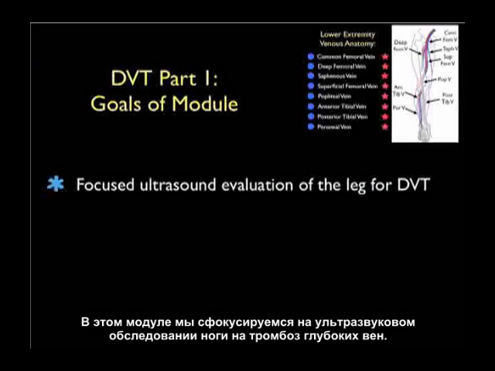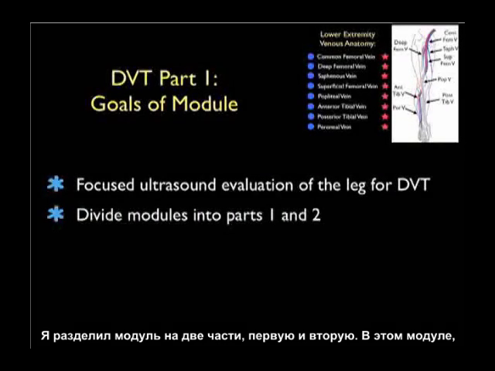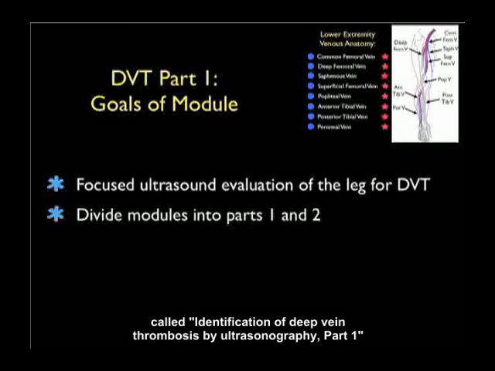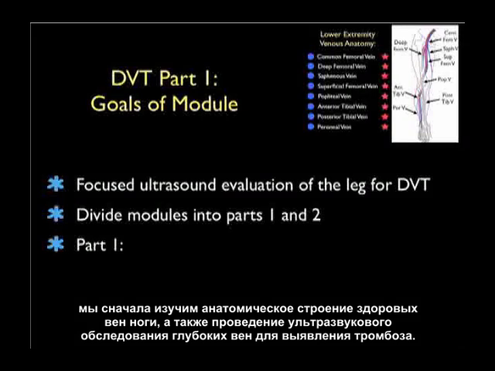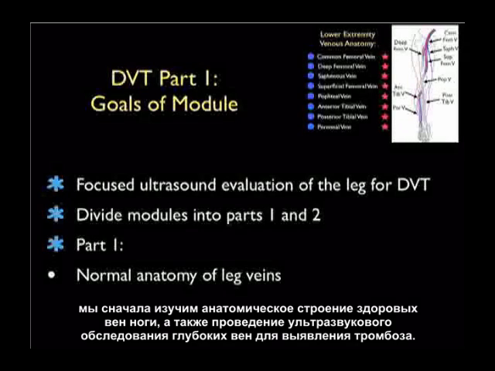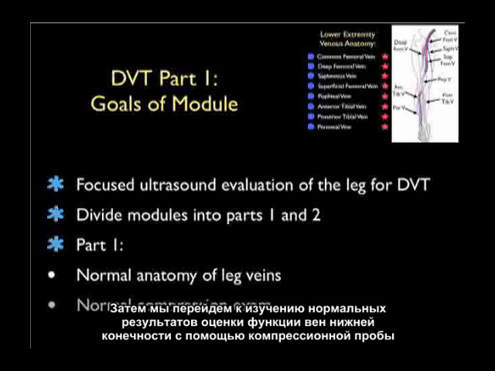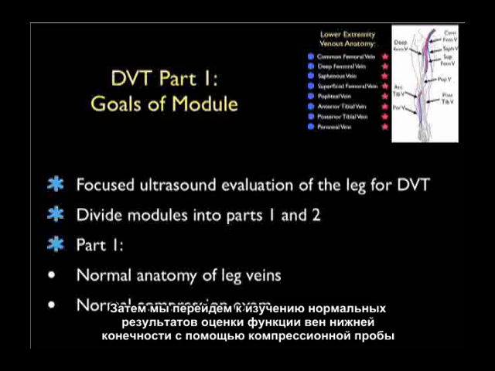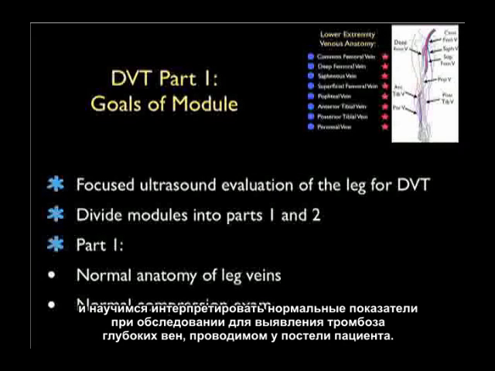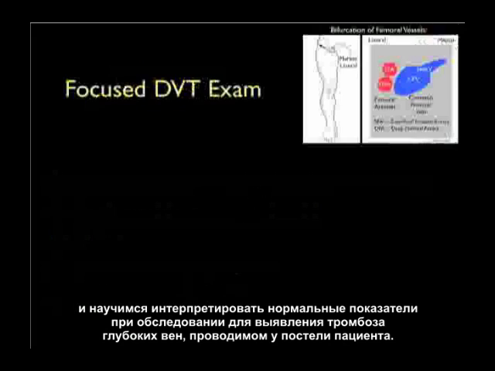In this module, we'll learn the focused ultrasound evaluation of the leg for deep venous thrombosis. Now, I've divided this module up into parts 1 and 2. In this module, entitled DVT Ultrasound Part 1, we'll first of all learn the normal anatomy of the leg veins integral to performance of the DVT ultrasound examination. We'll then move on to learn the normal compression exam of the leg veins and how to interpret normal findings on the bedside DVT examination.